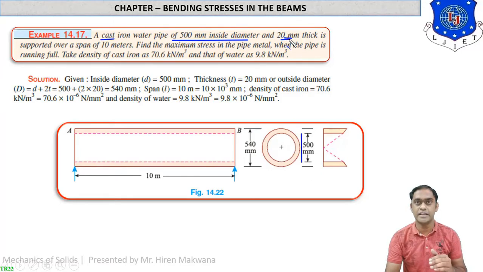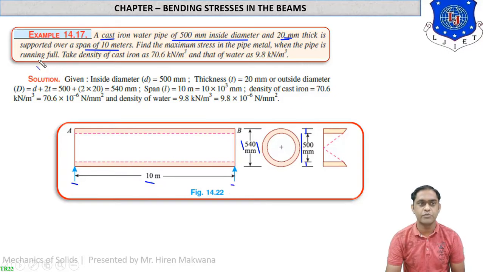So thickness 20 is to be added at the top and at the bottom also. So this is the thickness 20 mm at the upper side and 20 mm at the downside. So total will be 540 mm outside diameter of the pipe. Now it is simply supported over a span of 10 meters. So you can see here there are two supports RA and RB over a span of 10 meters.